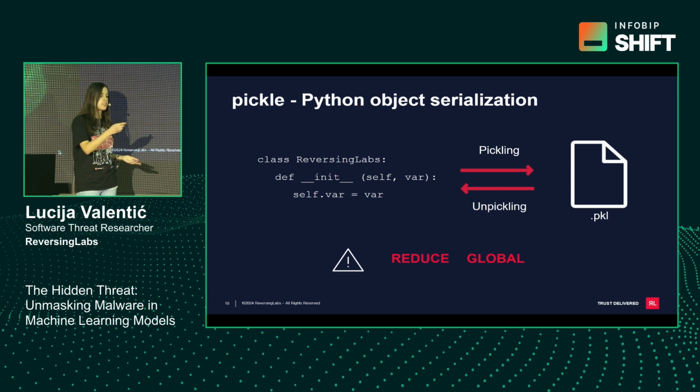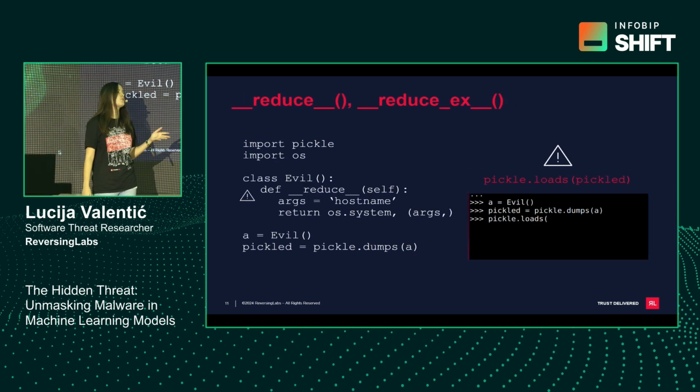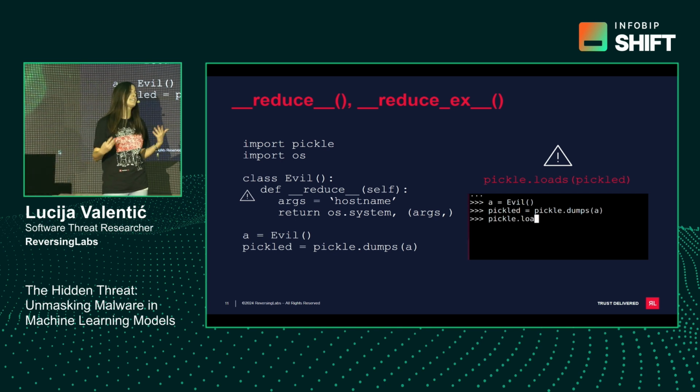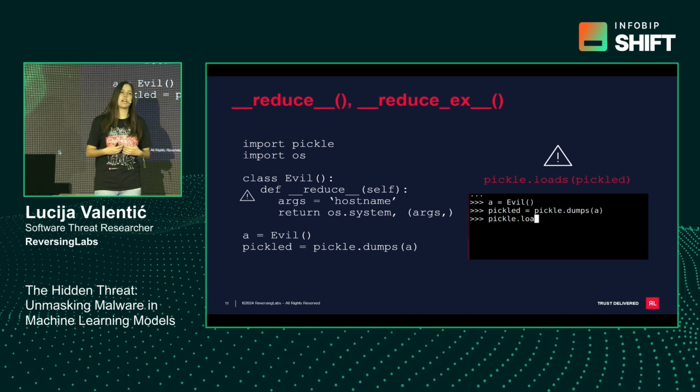Those instructions, in the process of deserialization, invoke function reduce. Now, reduce returns all the necessary information for your object to be deserialized. And the reduce function is not a dangerous function at all. It's not unsafe, it's not harmful in itself.